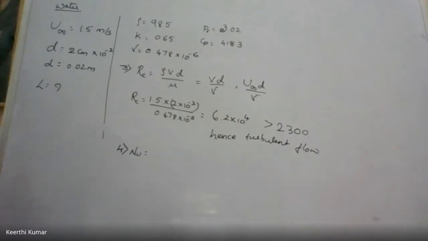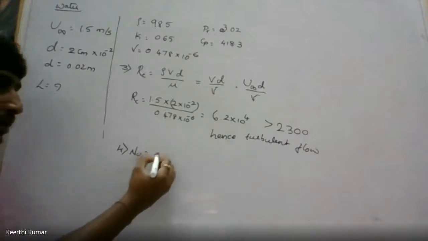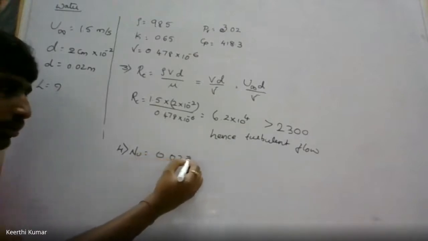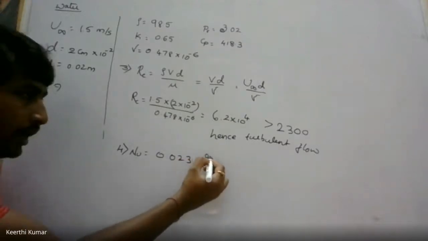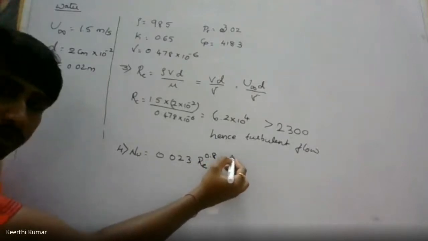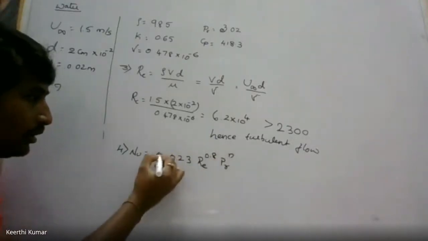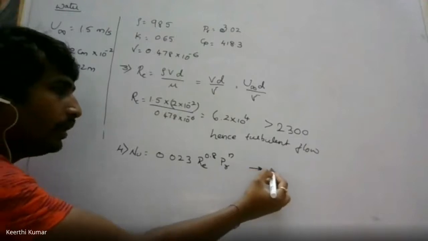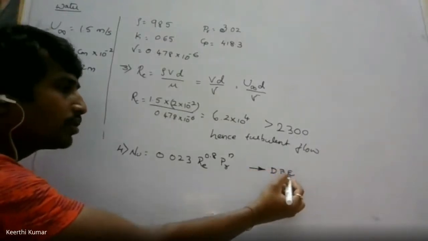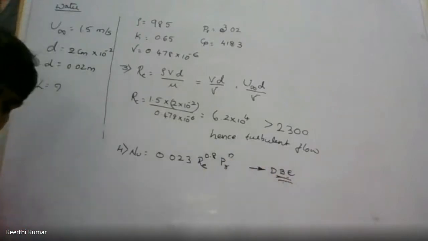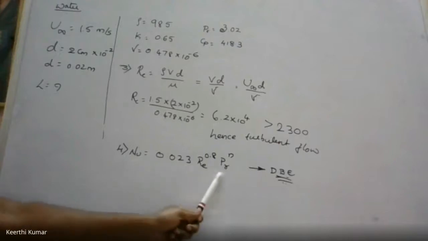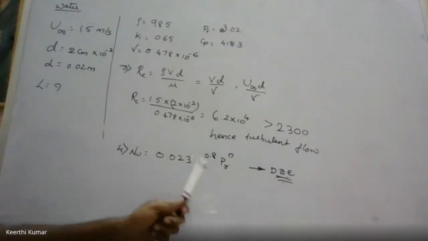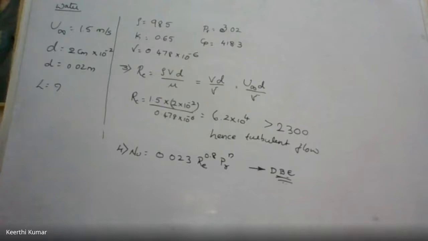If turbulent flow is occurring, you always take Nu as Dittus-Boelter's equation, that is 0.023 Re to the power of 0.8 Prandtl number to the power of n. This is called Dittus-Boelter's equation. It holds good for all cases: if it is internal flow and turbulent, you can take this equation. This is called Dittus-Boelter's equation for fully developed flow.